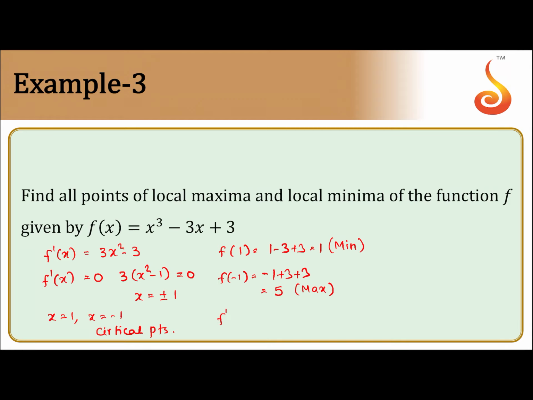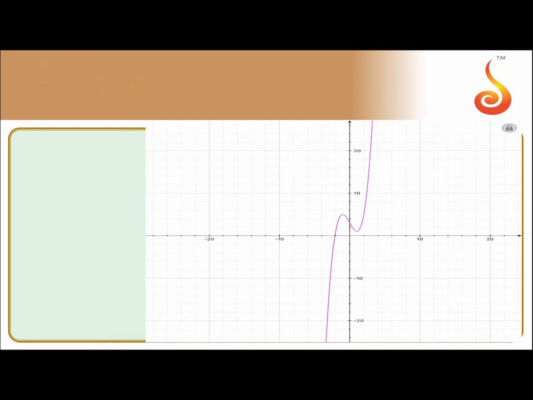Now f dash x is greater than 0 whenever minus infinity to minus 1. Similarly, f dash x is less than 0 from minus 1 to plus 1. If you observe the graph, you will get more clarity. This is the graph. So this point is x equal to minus 1 and this point is x is equal to 1.